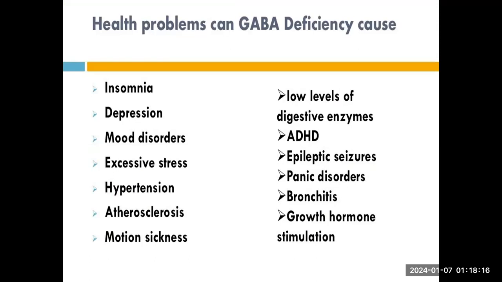Health problems that can be caused by GABA deficiency are insomnia, depression, mood disorder, excessive stress, hypertension, atherosclerosis, motion sickness, low level of digestive enzymes, ADHD, that is attention deficit hyperactivity disorder, epileptic seizures, panic disorders, bronchitis, and growth hormone stimulation.